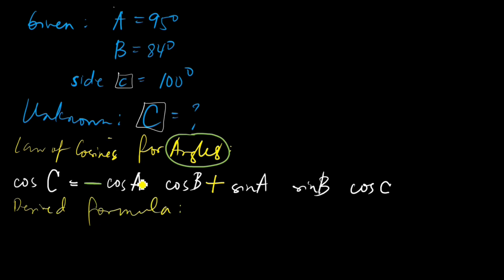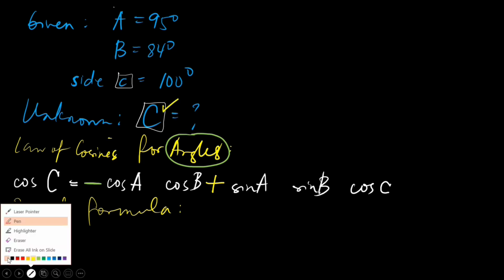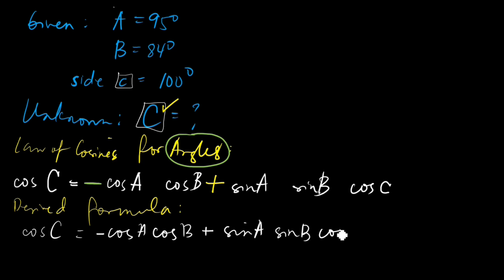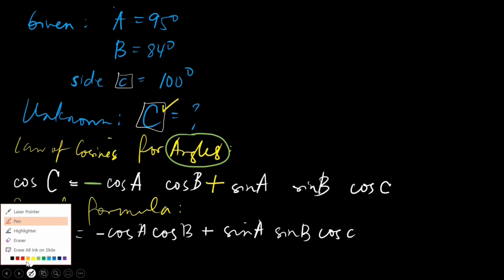So in deriving the formula, you take a look at the given. So what is the unknown? The unknown is the big C. Okay, so let us rewrite the formula. So we have cosine of big C equals negative cosine of big A, cosine of big B, plus sine of big A, sine of big B, cosine of small c. So again, what we need here is the big C. Since the big C is already on the left side, we're not going to transpose anything.